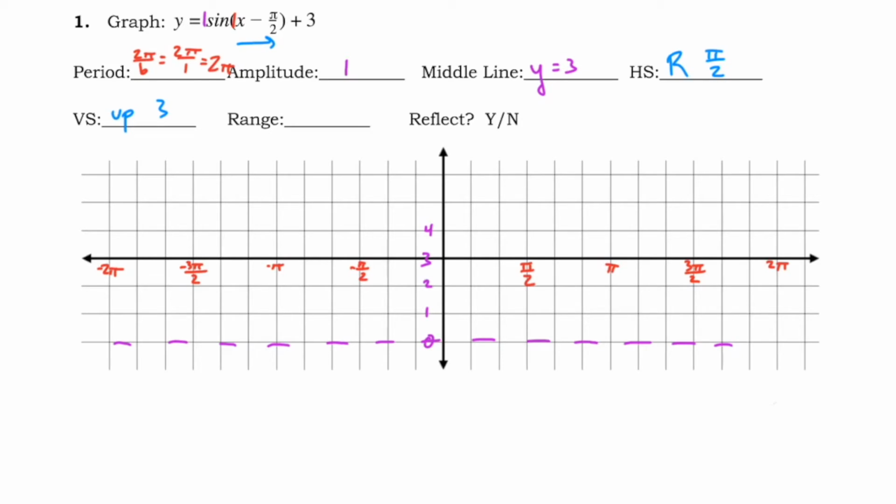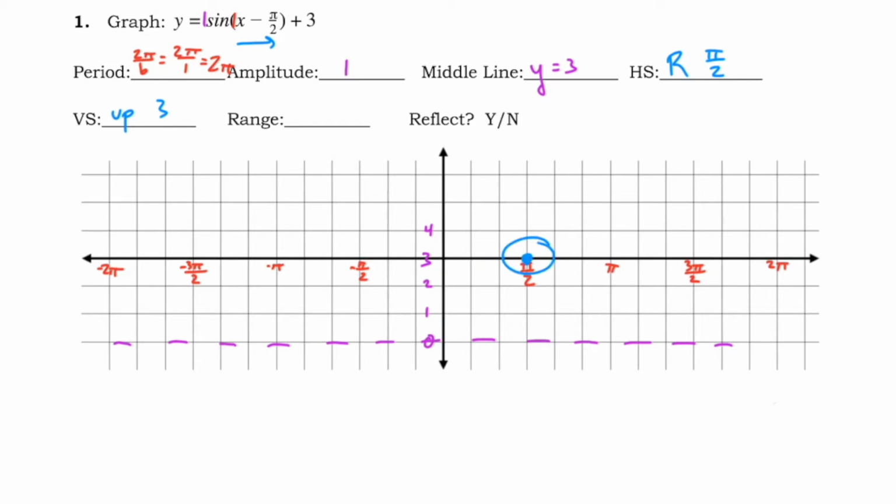So knowing that it's moved right pi over 2 and up 3, you have to think of what the sine function originally looks like, which, remember, starts at the origin, goes up, and then down, down, and then back up again. So knowing that it starts at the origin, I'm going to take that point and move it up 3 and right pi over 2. So this is like my new starting point.